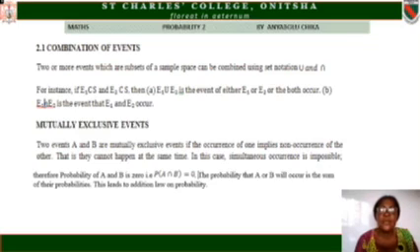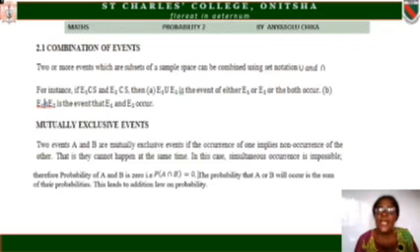Then mutually exclusive events. Two events A and B are mutually exclusive events if the occurrence of one implies non-occurrence of the other. That is, they cannot happen at the same time. In this case, simultaneous occurrence is impossible. Therefore, the probability of A and B is 0. That is, the probability of A intersection B is 0.